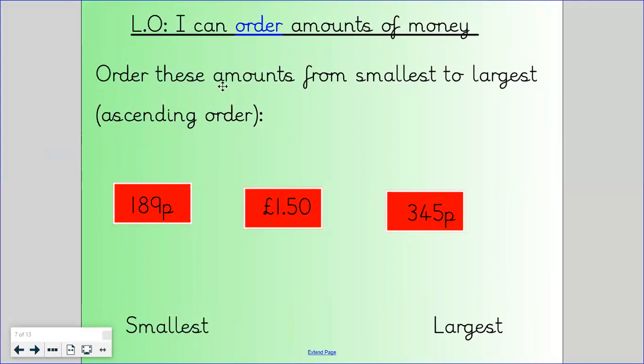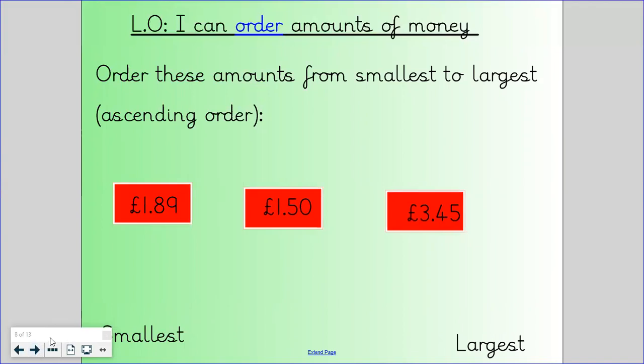So this question says, order these amounts from smallest to largest. So it's in ascending order. Okay, so I've put smallest on the left, largest on the right. And the first thing you need to do is to convert them all either to pounds or to pence. And I prefer to convert them all to pounds. I think it makes it really straightforward, really simple to see. So if you're converting this amount into pounds, you would need to divide it by 100, because of course there are 100 pennies in a pound. Here we go then. I have converted those 3 amounts.